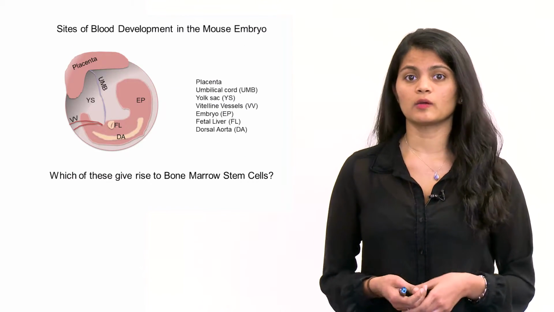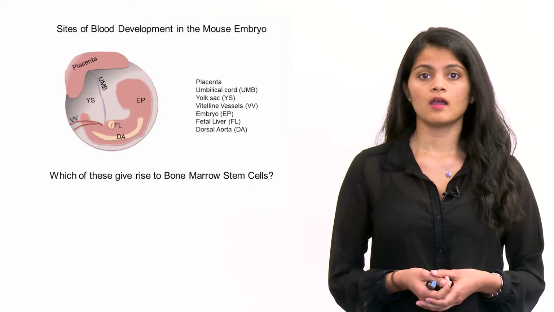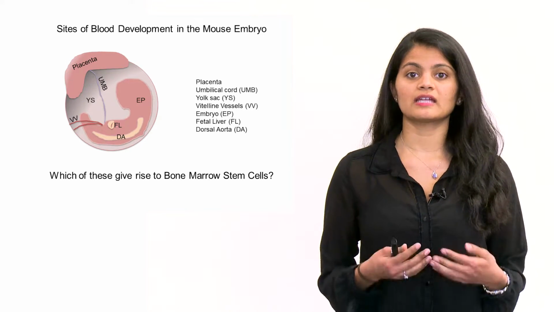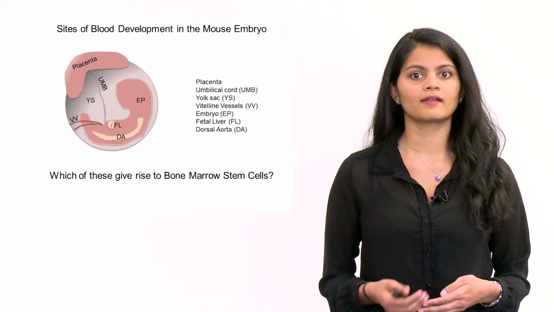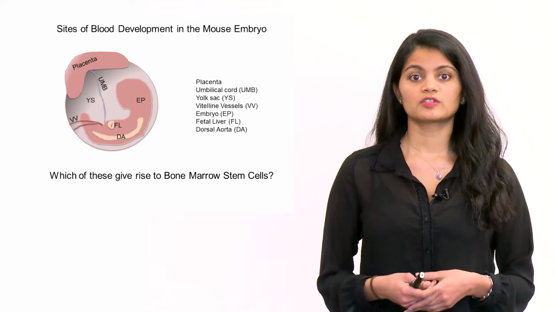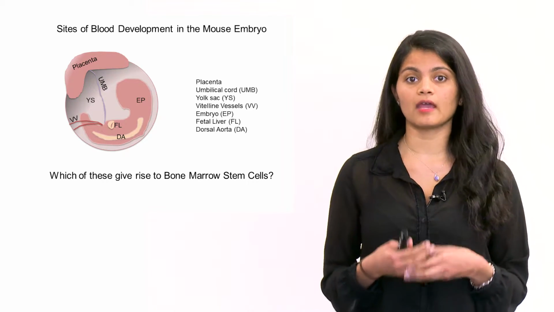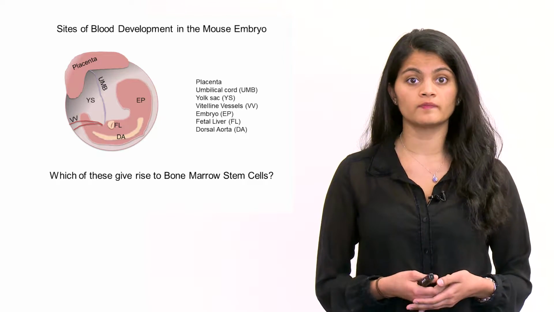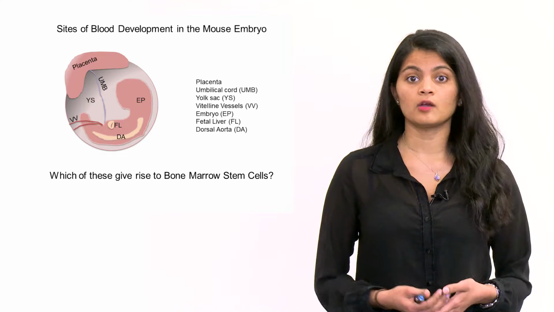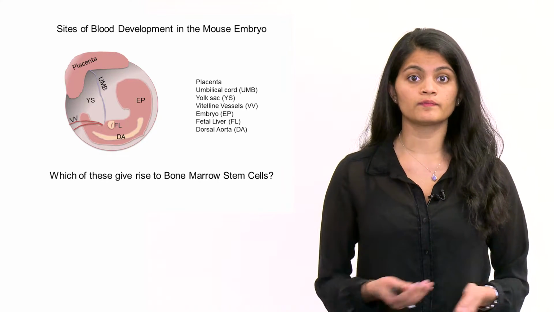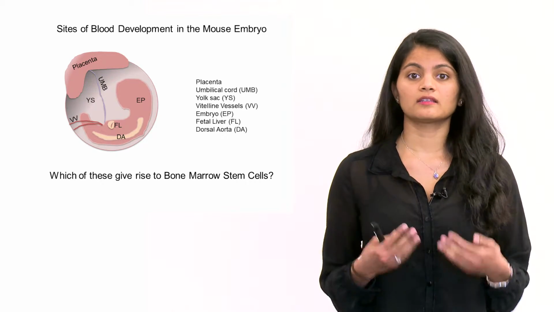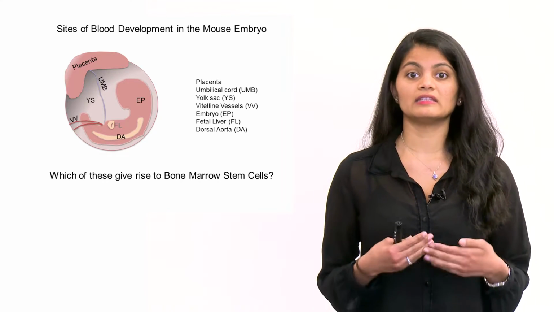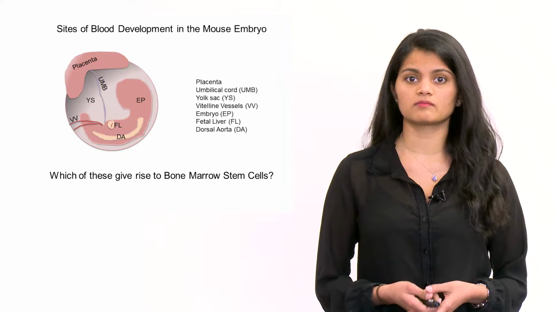In this case, we study mice. Mice have many sites of hematopoiesis, or blood origin. So there are many places in the embryo, like the yolk sac, which is a thin membrane surrounding the embryo, the dorsal aorta, which is the main blood vessel of the embryo. All these places can give rise to blood cells that lead to bone marrow stem cells.